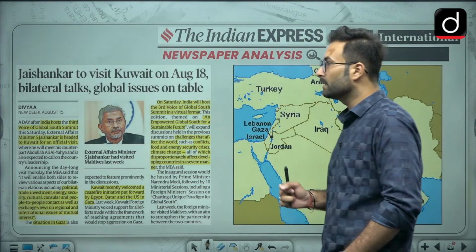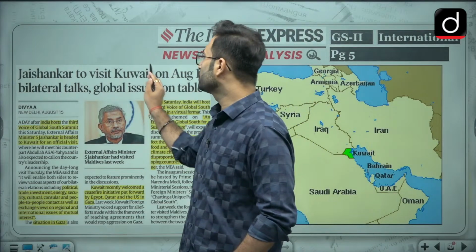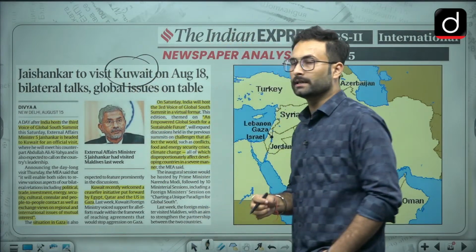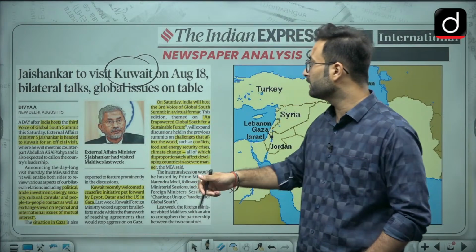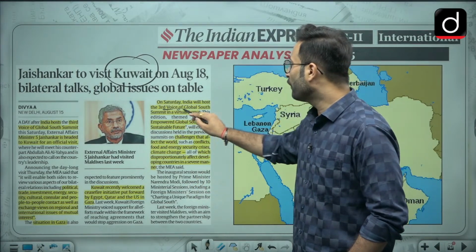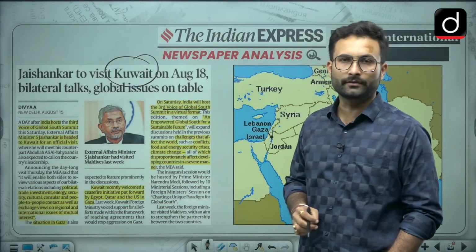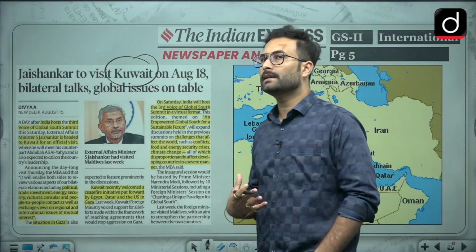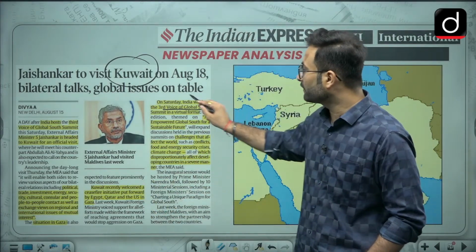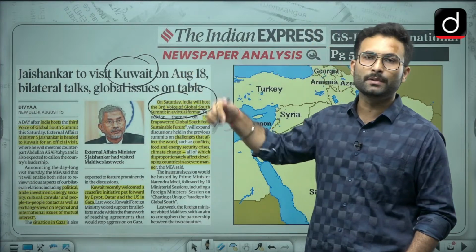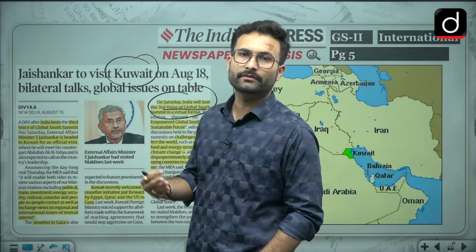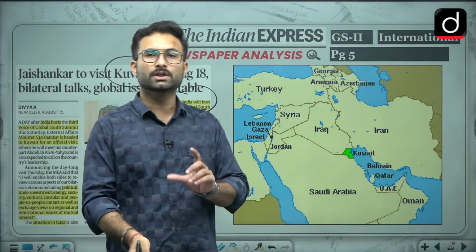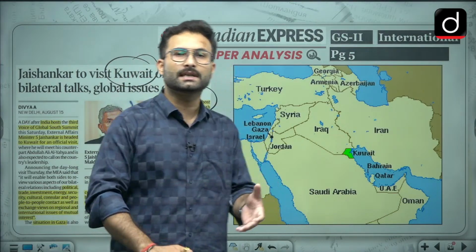Now next is related to Jaishankar's visit to Kuwait on August 18. This visit will be on the 18th of August. Before that, there will be a third Voice of Global South summit in virtual format, as India is emerging as a leader of the Global South. After this summit, S. Jaishankar will be going for a visit to Kuwait, and they will be discussing various global issues over there. So that we will see after the visit.